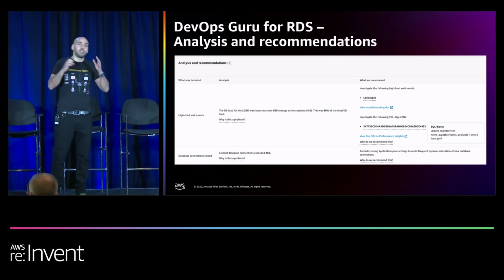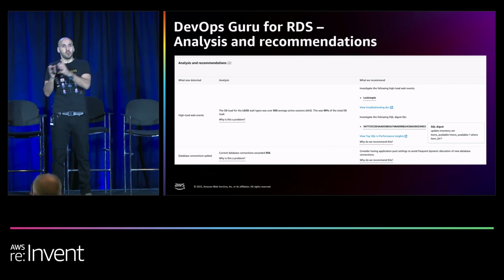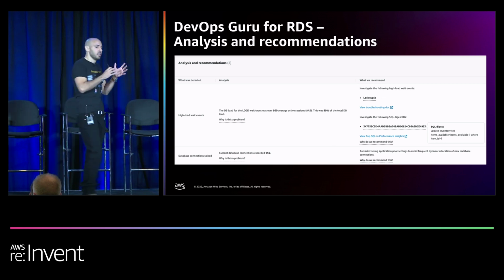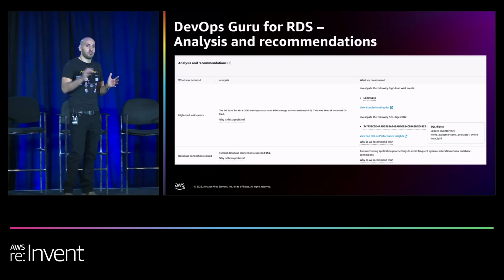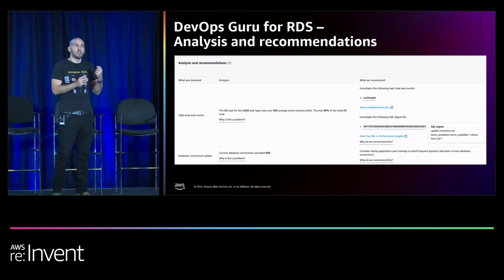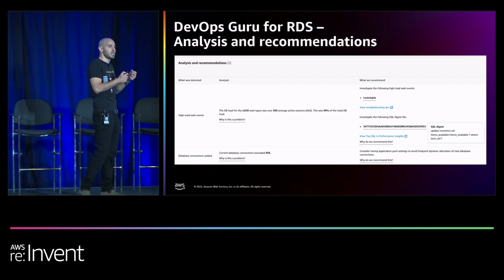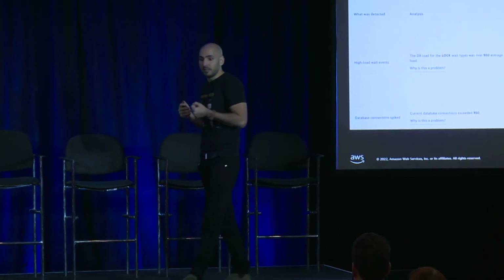Now, we covered CloudWatch, RDS Enhanced Monitoring, Performance Insights, and DevOps Guru for RDS. So we covered the 4 tools that I mentioned in the beginning of the presentation. But I would like to show you how customers can actually use some of these tools in real-world database performance challenges. So I'm going to hand it over now to Gal. And Gal, stage is yours.